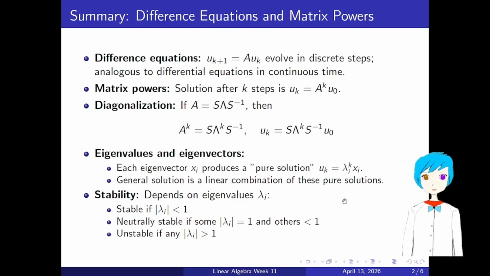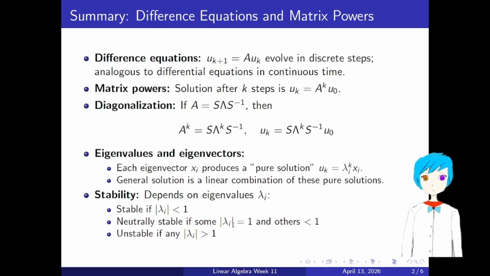Each eigenvector x_i, that is a column of S, produces a pure solution u_k = λ_i^k x_i. So the general solution is a linear combination of those pure solutions. The stability of the difference equation depends on the eigenvalues λ_i. If the absolute values of all eigenvalues are strictly smaller than 1, then the solution is stable and will converge to 0 as k goes to infinity.